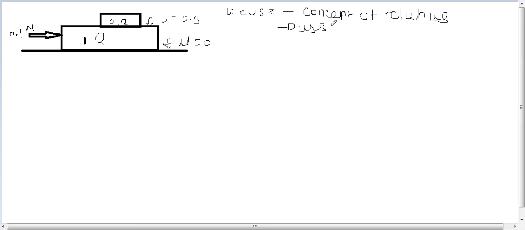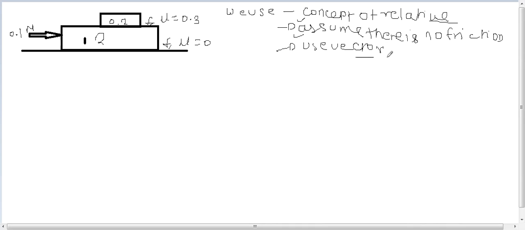And the second thing is, assume there is no friction. First we assume that there is no friction, then we use the concept of relative motion. And then third is, use vectors to find the opposite direction. So first we have to determine the direction of friction force.